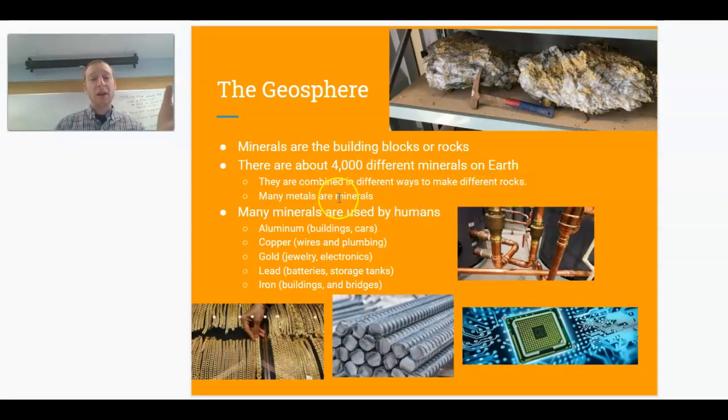And also, if you think about it, a lot of metals that we think about are minerals. So here's some minerals used by humans, common minerals. We use aluminum for buildings and cars. Copper is a mineral. We use that for plumbing and wires. You've all got copper plumbing in your house. Gold is a mineral, which is used for jewelry as well as electronics. We use lead in batteries and storage tanks. We use iron to build bridges and buildings. We use silicon in our computer chips. So pretty much any kind of metal you can think of is a mineral, which is part of the geosphere.